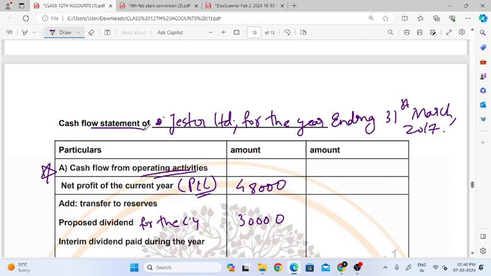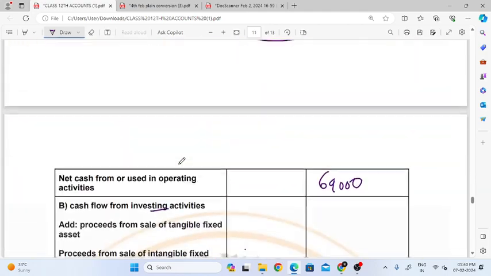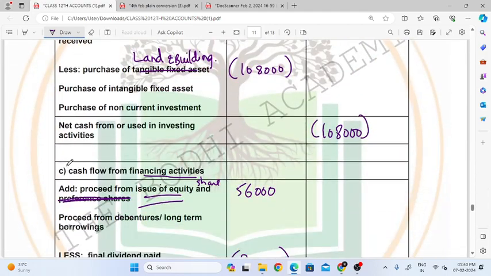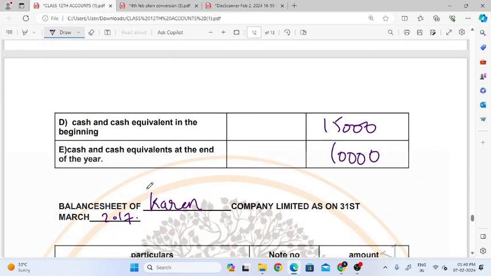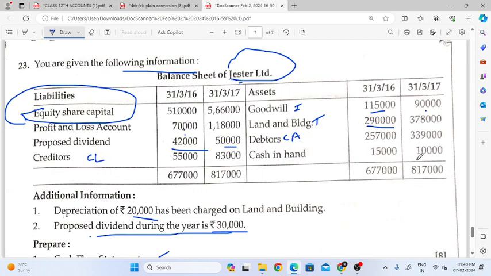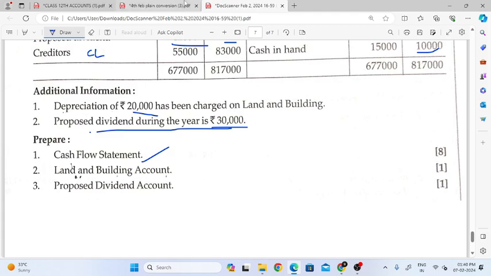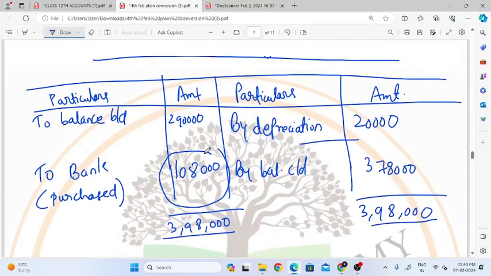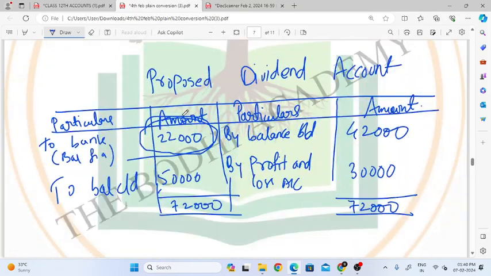Okay, so this is how you have to check, and this is how we prepare the cash flow statement: operating activity, investing activity, and then the financing activity, which is very important. Then you have to put cash and cash equivalents at the beginning and cash and cash equivalents at the end of the year. Like this you have to prepare the land and building account, the asset account, and the proposed dividend account.